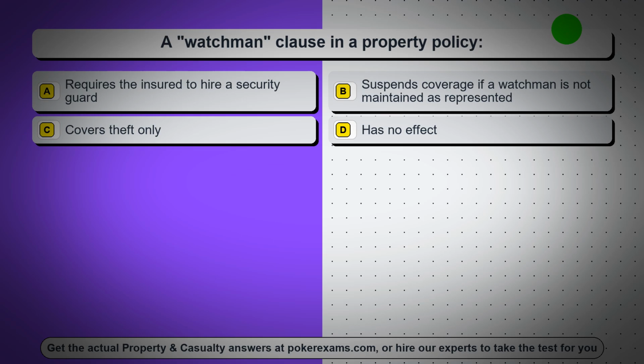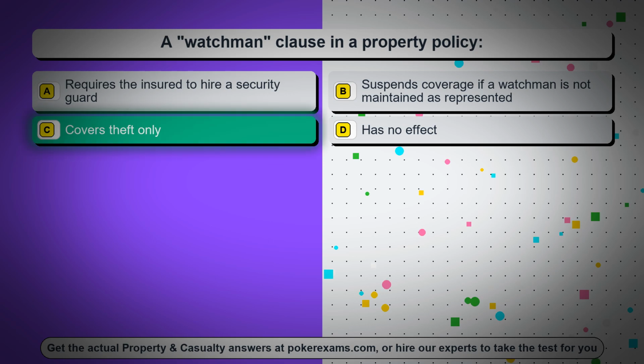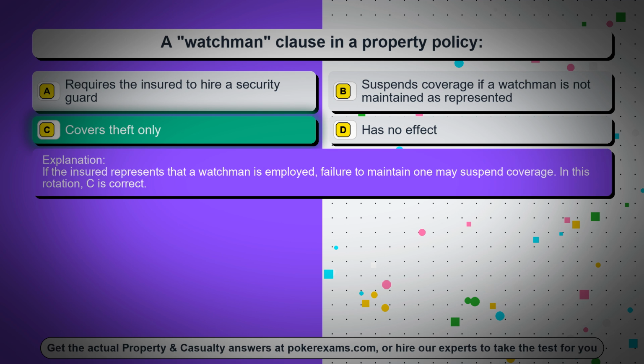Question 98. A watchman clause in a property policy. Option A, requires the insured to hire a security guard. Option B, suspends coverage if a watchman is not maintained as represented. Option C, covers theft only. Option D, has no effect. The correct answer is option C, covers theft only. If the insured represents that a watchman is employed, failure to maintain one may suspend coverage. In this rotation, C is correct.